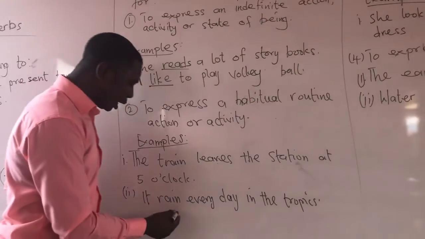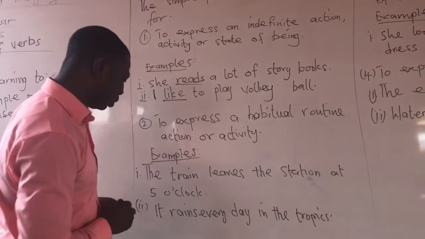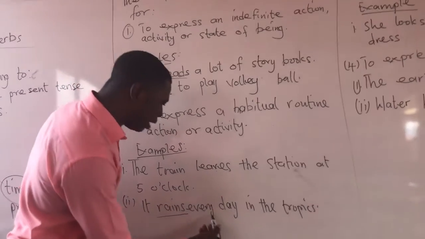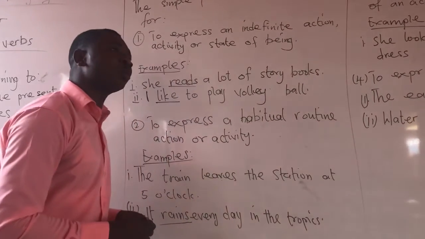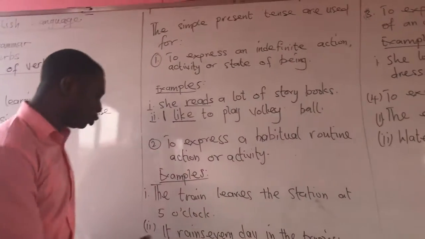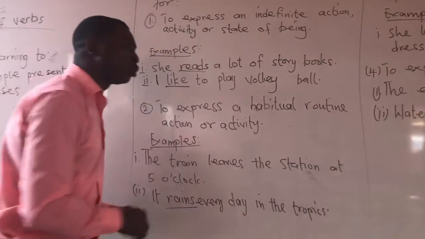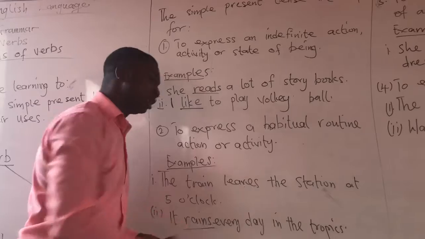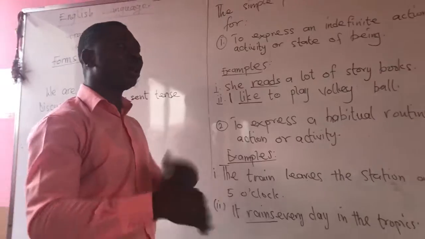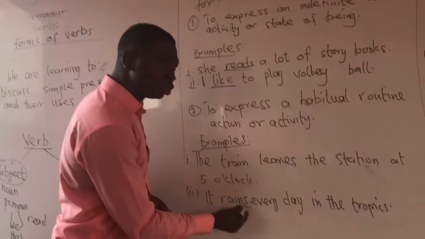Okay, and it rains. So you see, you have to add what? S. I have to add S because I'm using it. It rains every day in the tropics. When you go to the tropics, where a lot of trees are, it's the tropics. So it rains every day in the tropics. It's an everyday thing. It becomes habitual. What we do every day. So because I'm using it, I have to add S to the verb.